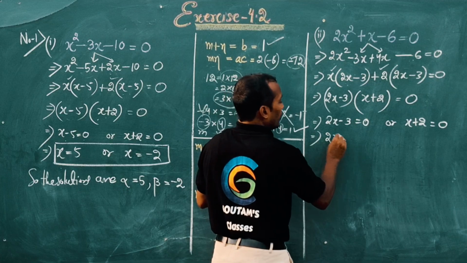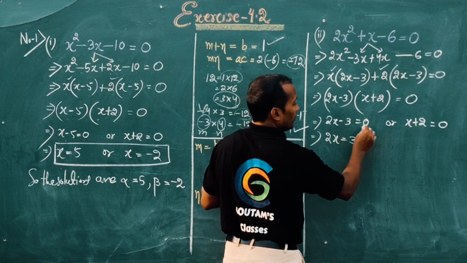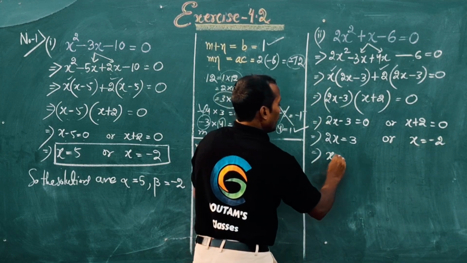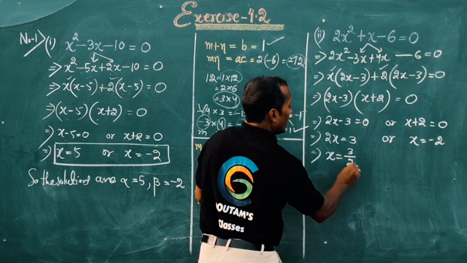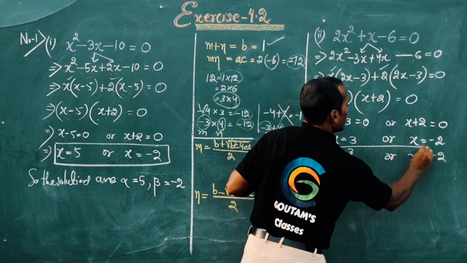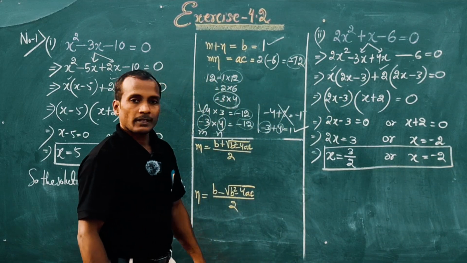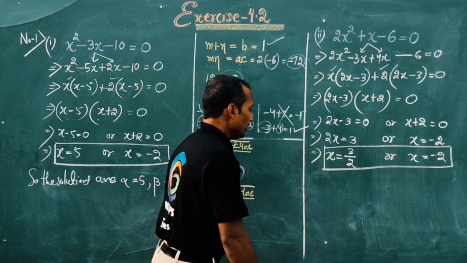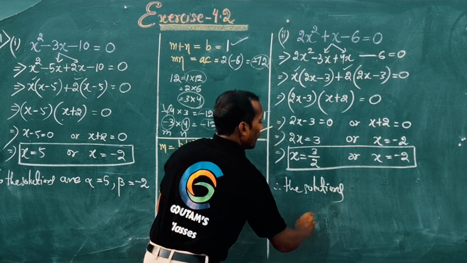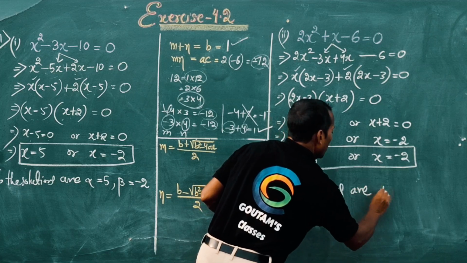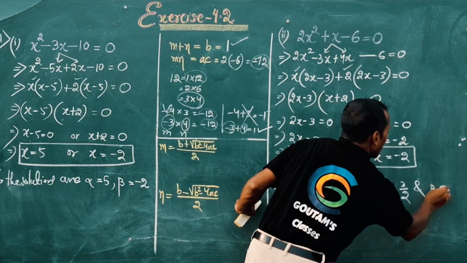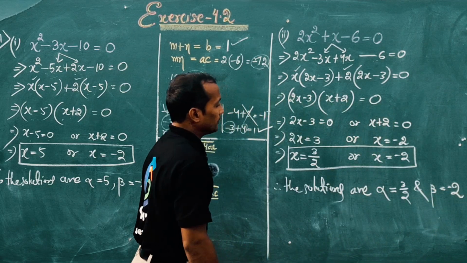Now 2x is equal to, I have plus 3, minus 3 goes to other side and becomes plus 3. And here x is equal to, I have minus 2. Now x is equal to 3 by 2, and here x is equal to minus 2. So these are the solutions of this quadratic equation, alpha and beta. Let me write the concluding line. The solutions are alpha is equal to 3 by 2 and beta is equal to minus 2.